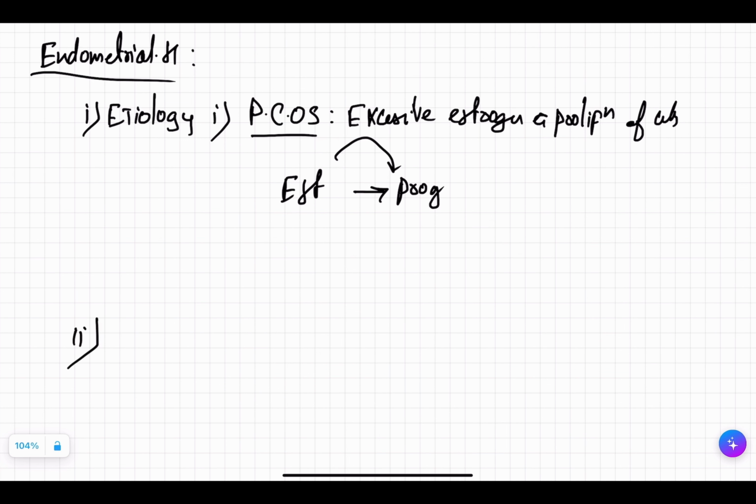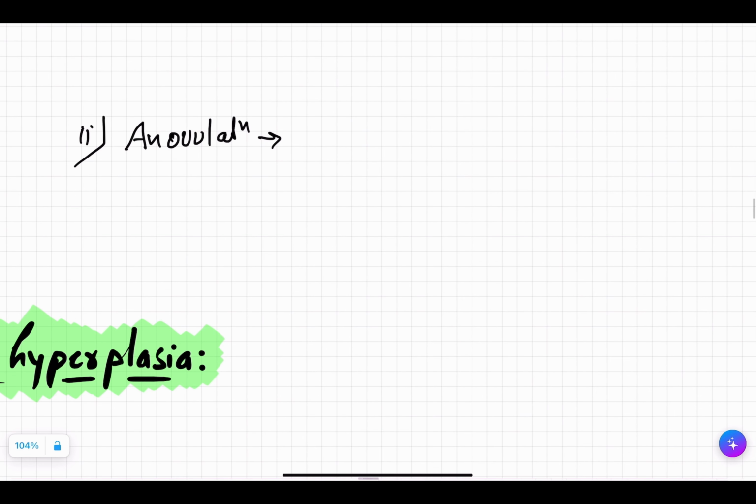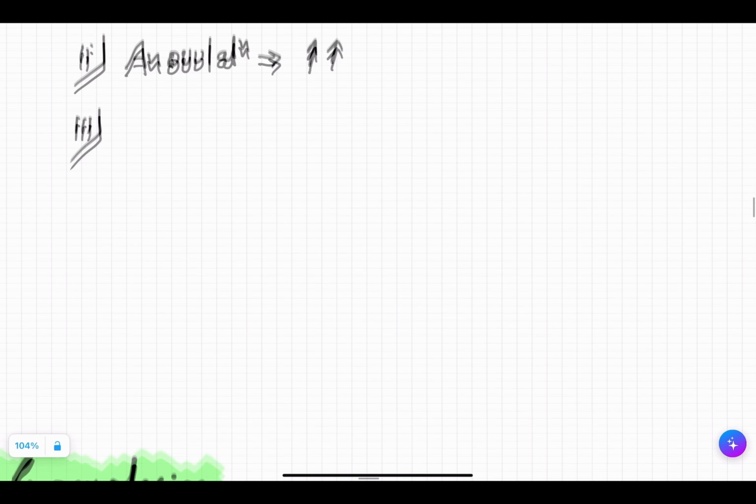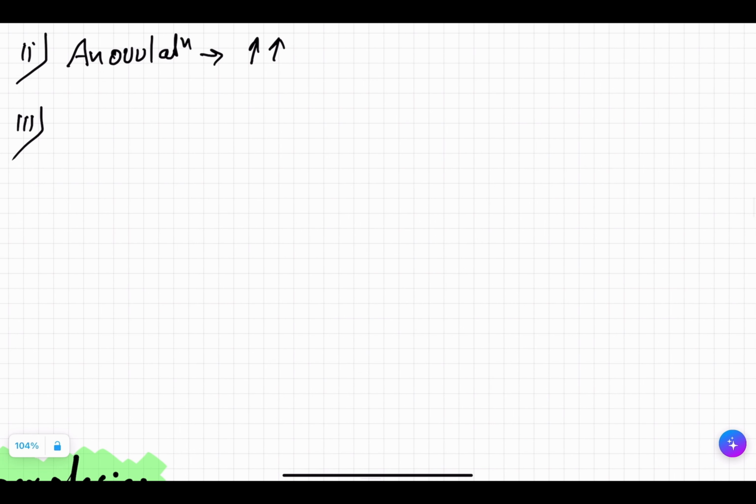Now the second one is anovulation. Anovulation means abnormal menstrual cycle with hindered phases. Again, here there is a large volume of estrogen. The third etiology is obesity, or fat. Obesity means people with a very high BMI, mostly because they have a large volume of fat, a high fat percentage in their body.